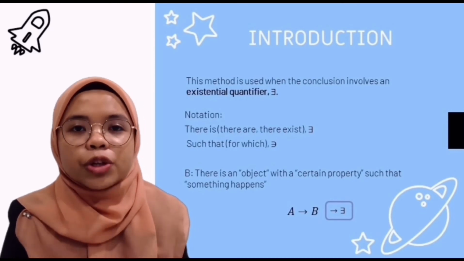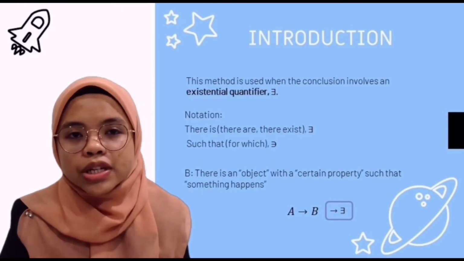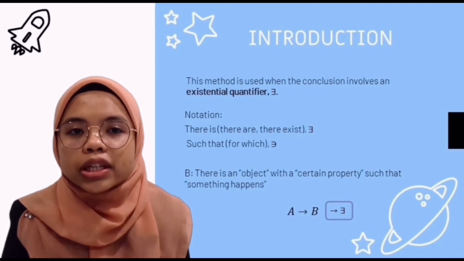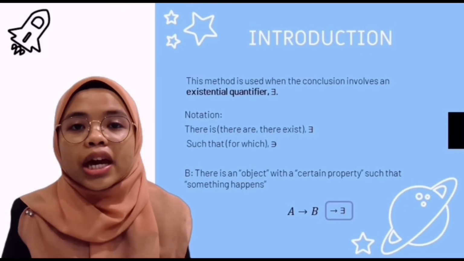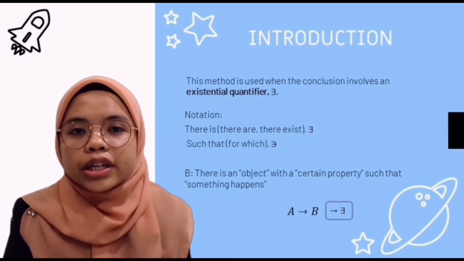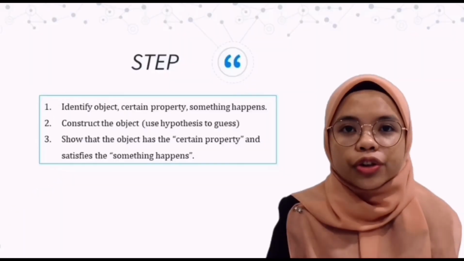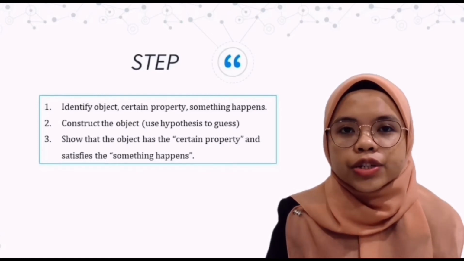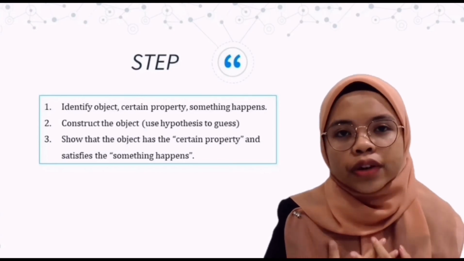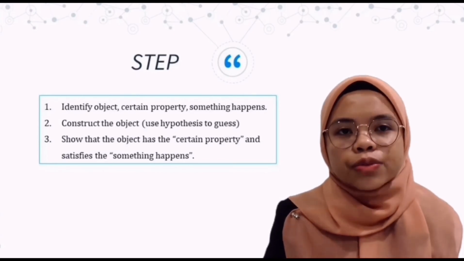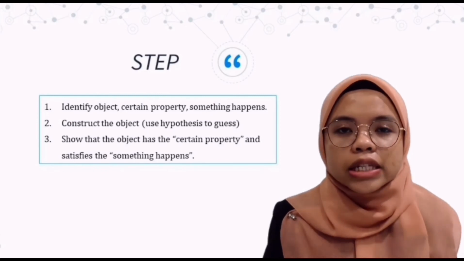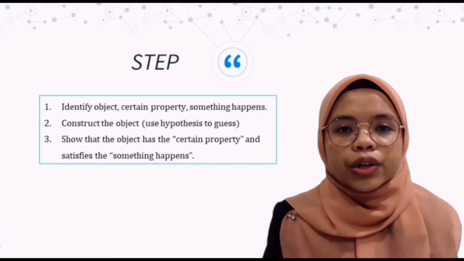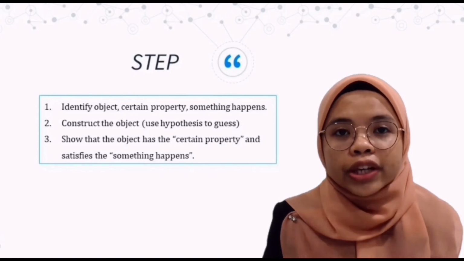This method will be used when the conclusion, which is B, is in the form of there is an object with a certain property such that something happened. A implies B, that in B it has an existential quantifier. To solve by using this method, there are steps that can be followed, so it will be easier for us to solve it. For the first step, we need to identify the object, certain property, and something happened that can be detected in the question. We need to choose it carefully when reading the question.